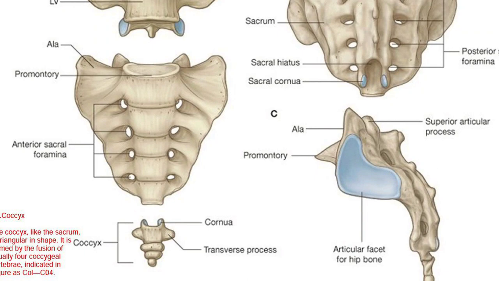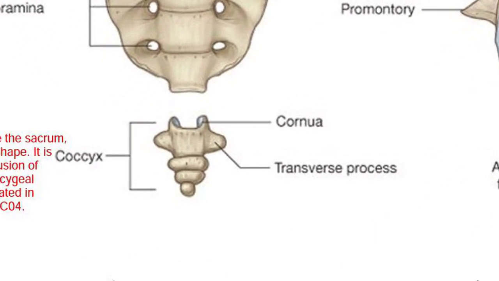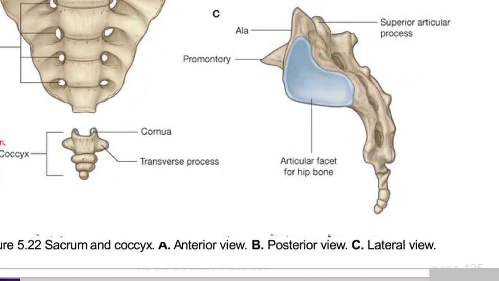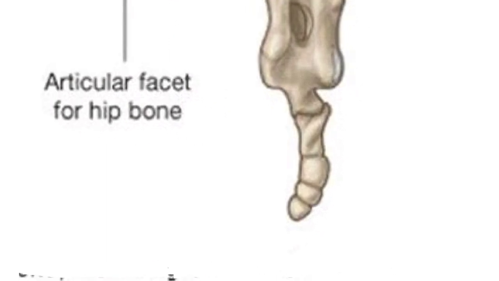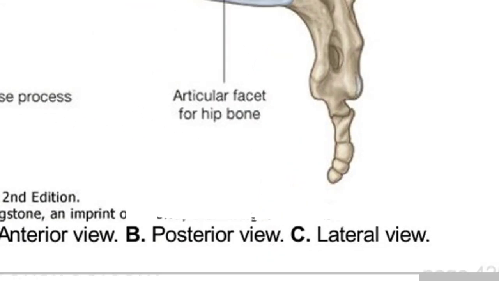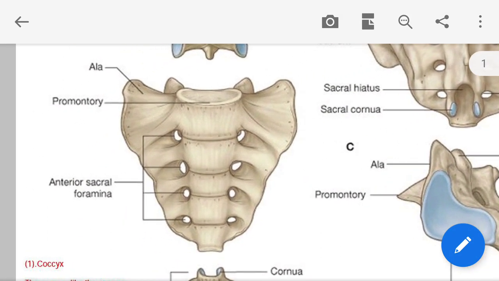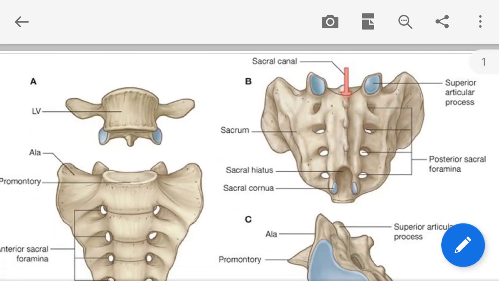Before I start my presentation lecture, you observe the coccyx vertebra. For example, this one is the coccyx. Then this one, this is the lateral view. This is the coccyx. This is the sacrum. This is the sacrum, the sacral canal.